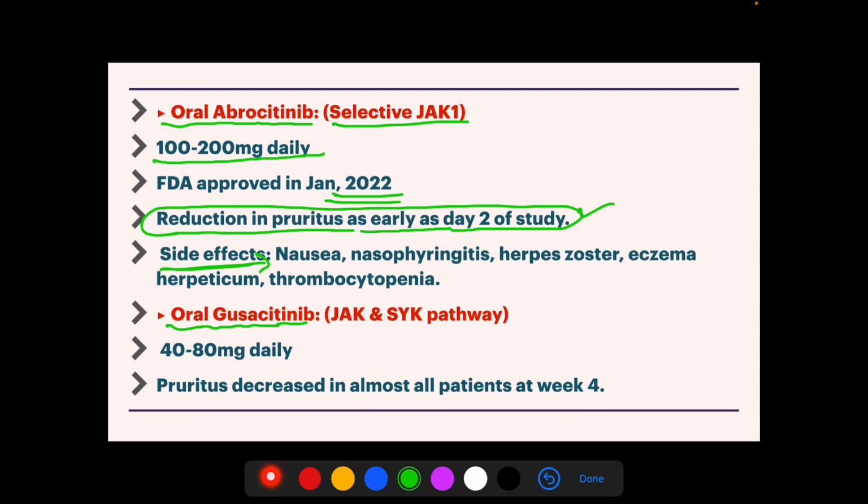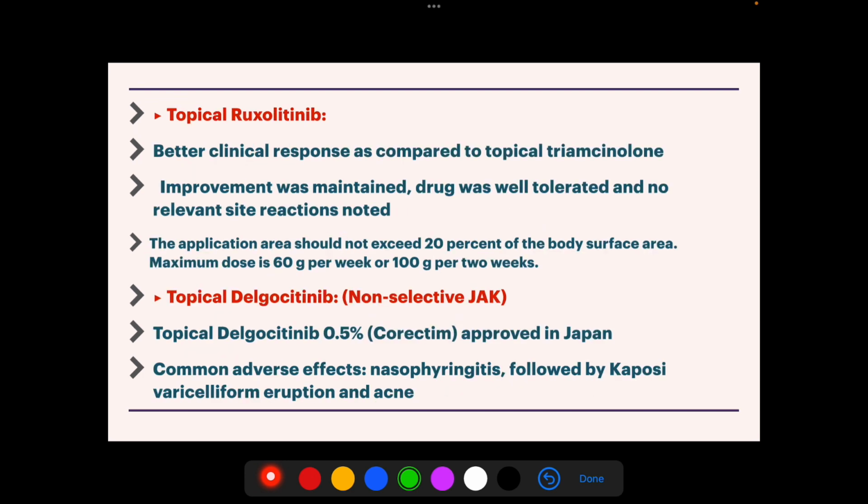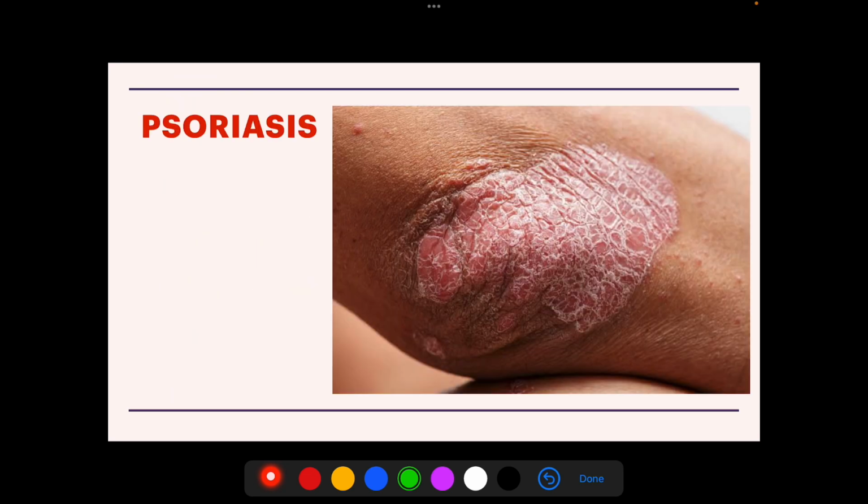Next drug is oral Gusacitinib, and this is a JAK and SYK pathway inhibitor, 40 to 80 mg daily. Pruritus decreased in almost all patients at week 4. Next drugs are topical ruxolitinib and topical Delgocitinib, which is a non-selective JAK inhibitor.